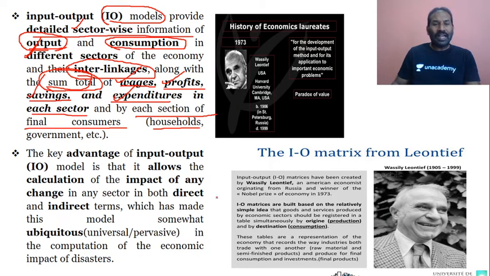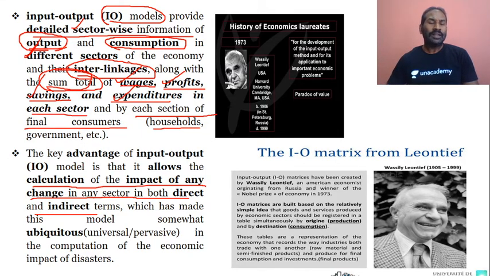The key advantage of the input output model is that it calculates the impact of any change in any sector. As we discussed, it is about interlinkages. If there is any kind of change or impact, positive or negative, on one sector, it will show the result or the cascading effect on the other sectors. That is the greatness, or the advantage, of this.